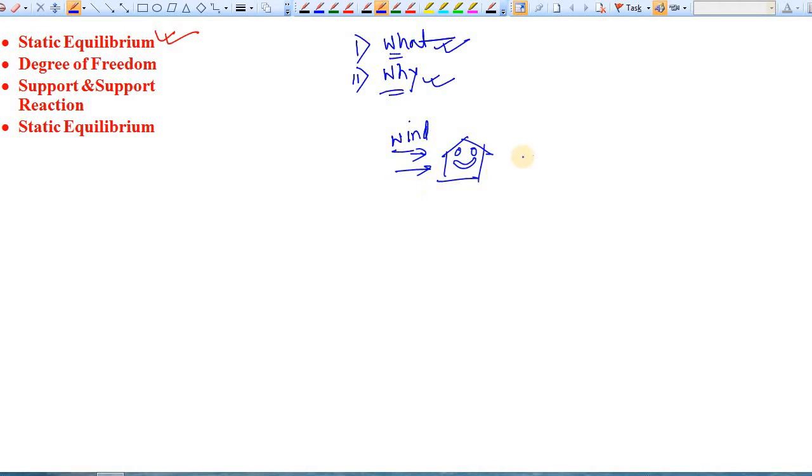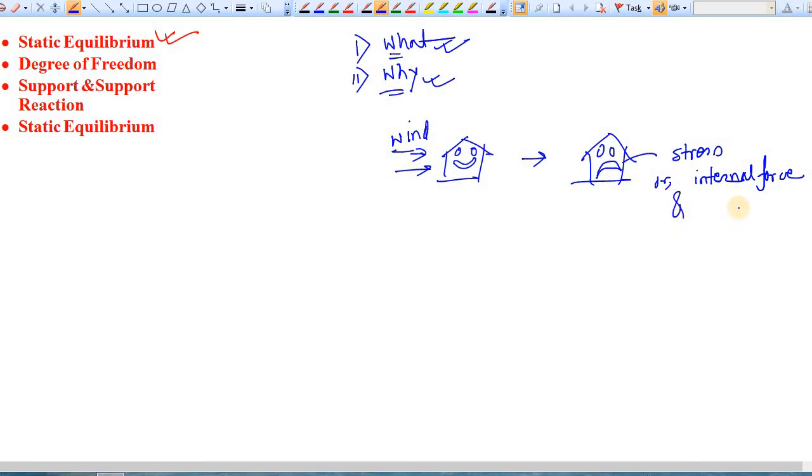Combining these two things, you will get a response. That means in this structure there will be some stress or internal force and deflection. As a civil engineer, you always design this structure to carry this internal force and to maintain a controlled deflection. This is the very basic duty of any civil engineer.